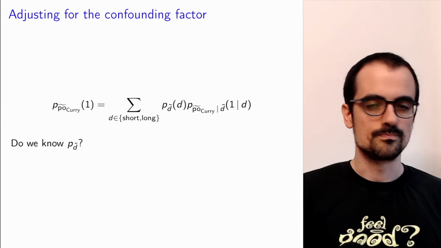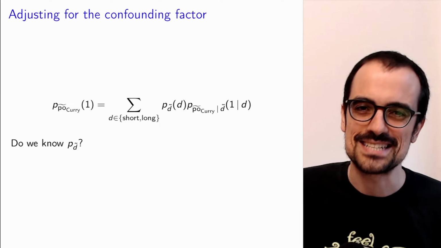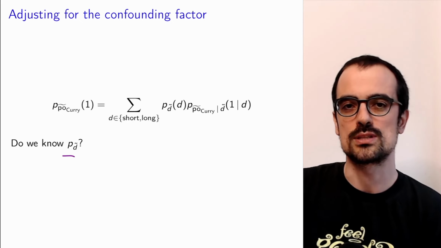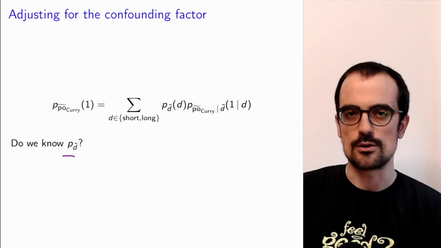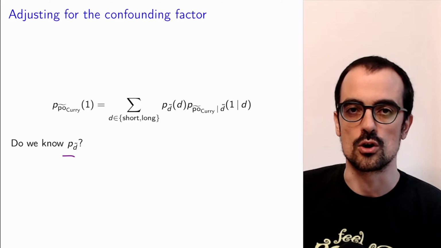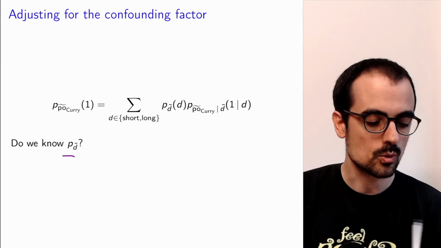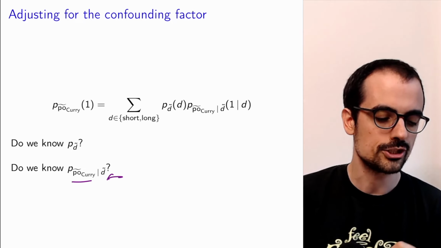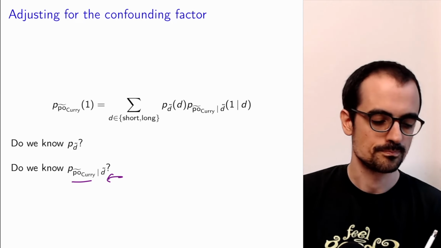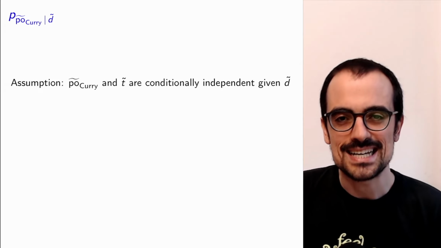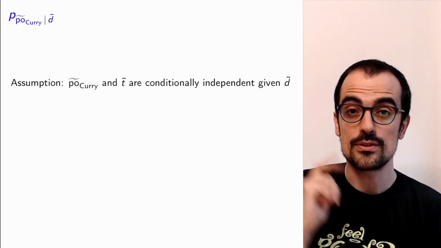All right, so I already answered this question that I was going to ask you. Sorry about that. Do we know the probability that someone shoots a short three or a long three? Well, we pool together all the players and we say, what's the fraction of short threes? What's the fraction of long threes? A more critical question is, do we know the potential outcome of Curry conditioned on distance? So let's take a look. The answer is that we do under the following assumption.